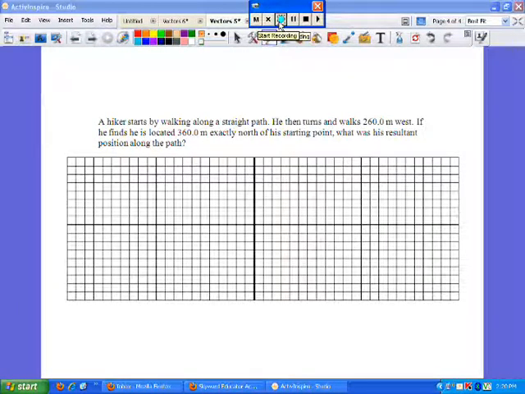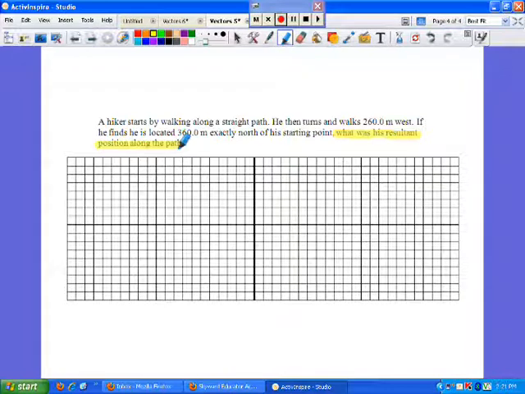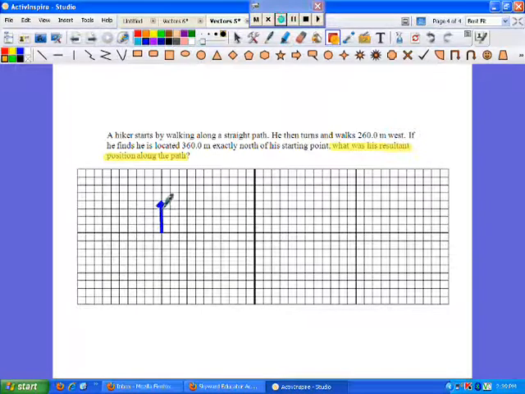Question number 4 is the most complex vector addition question on this sheet. To solve this, we use a scale of 1 block is equal to 50 meters. It is the most complicated because it gives us the resultant vector and asks us to find the position of the man prior to him making his stop. So the first piece that we draw is the resultant vector, which is 360 meters exactly north. And we know that to get to that point, the hiker had to walk exactly west 260 meters.